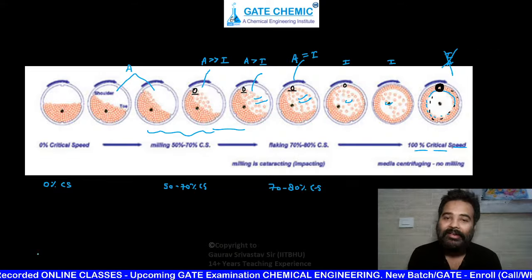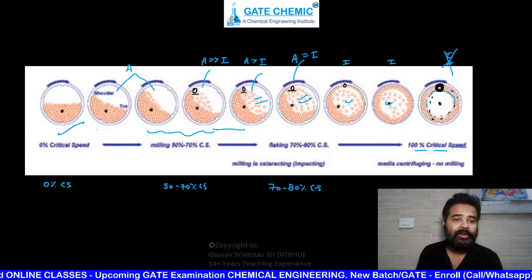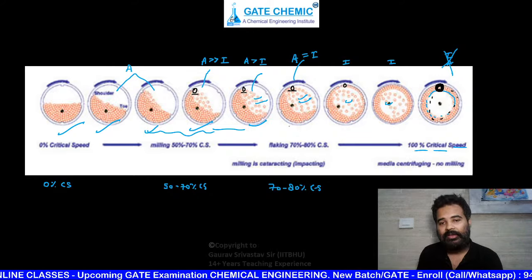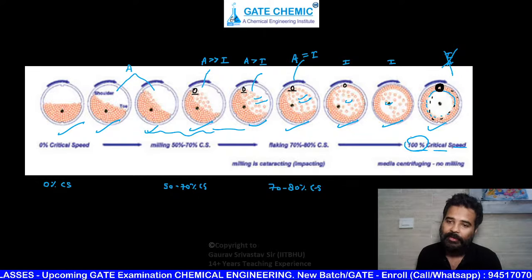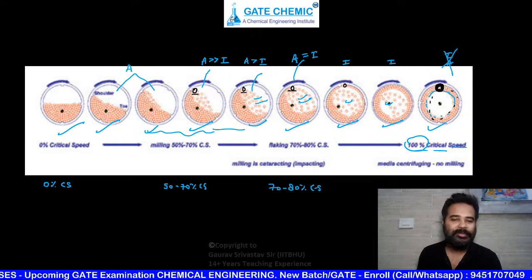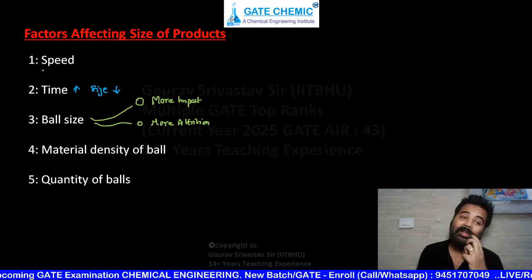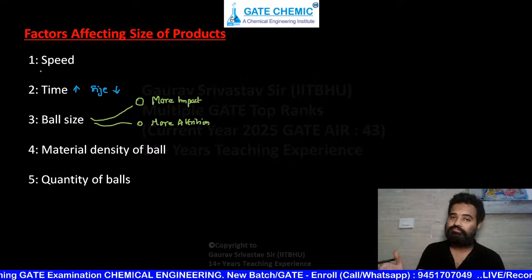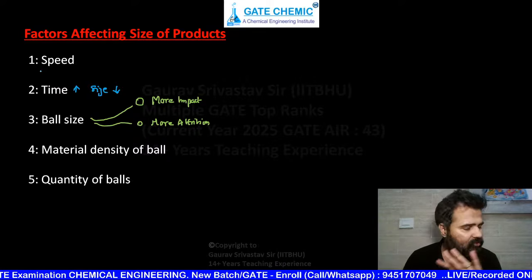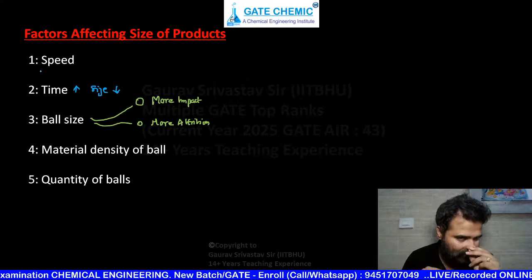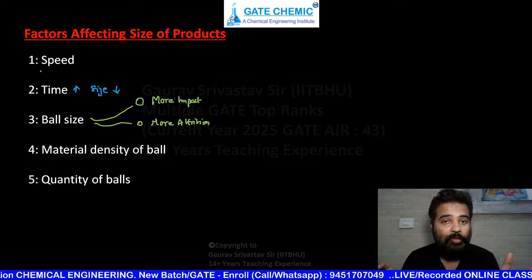Very good. Here you can see how the speed, when you increase it, affects what is happening inside the mill. Increasing speed, increasing speed. At 100% of critical speed, the balls stick to the surface. Factors affecting size of product: speed. If the speed is very high, no size reduction occurs. At very low speed, still no size reduction occurs. A little bit higher, only attrition is there. At some intermediate point, attrition and impact both are there, cataracting.